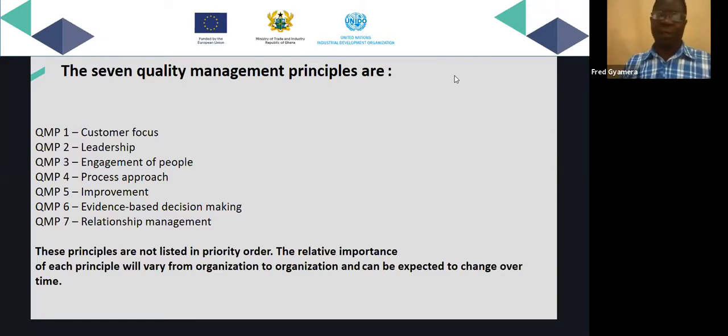So you see the relationship management aspect. You will see the leadership principle in there. You will see the engagement of people in there. You will see the process approach. And eventually we're talking about improvement. Here you describe improvement as what? Continual improvement, not continuous. Continual, because you have to do some checking to establish the evidence for you to base your decision on.